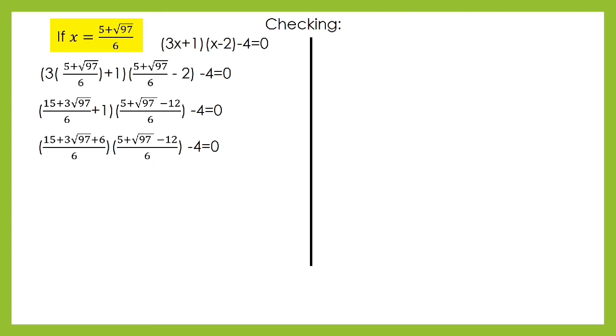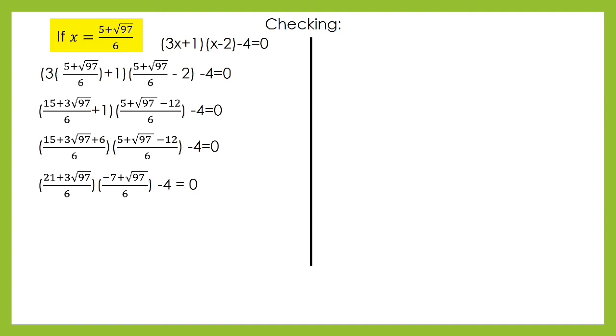Okay, para parehas. Simplify. Okay, 15 plus 6 is 21. Okay, so then plus 3 square root of 97 all over 6. Dito sa kabila, 5 plus negative 12 is negative 7. Okay, so plus square root of 97 all over 6 minus 4 equals 0.